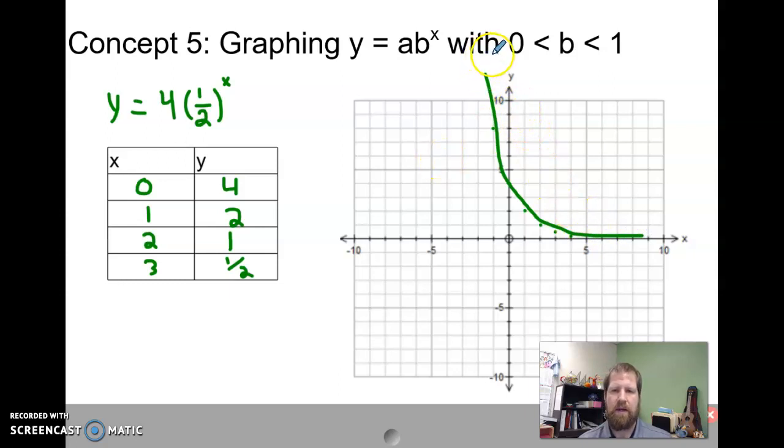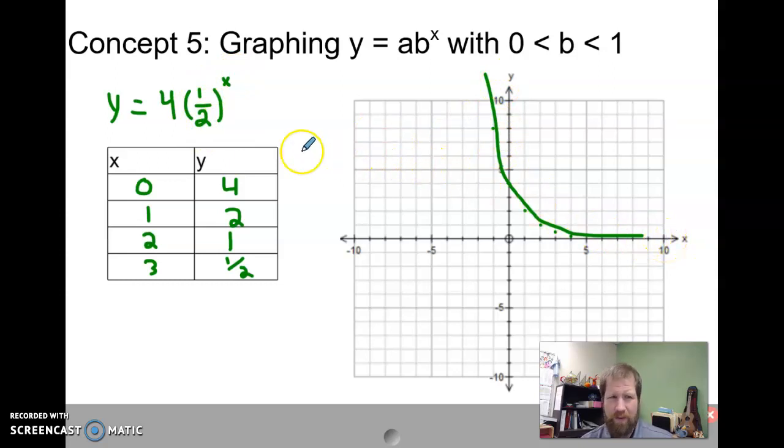Again, our curve is really similar. Our curve looks like all the other graphs we've made. This one just happens to get really close to the x-axis as you increase in the x value. So that is the difference when you have a fraction for b. The higher my x, the smaller that fraction, meaning the closer we get to the x-axis.